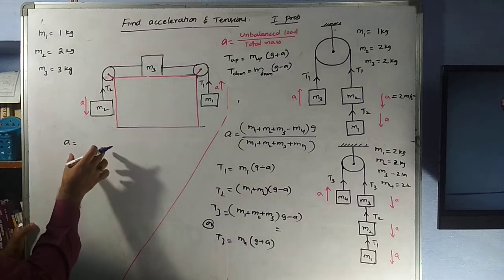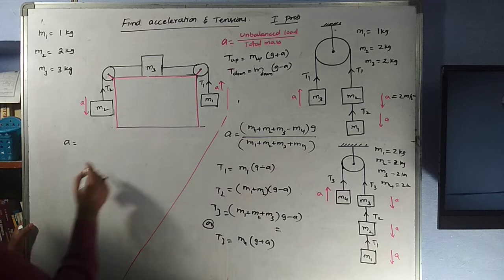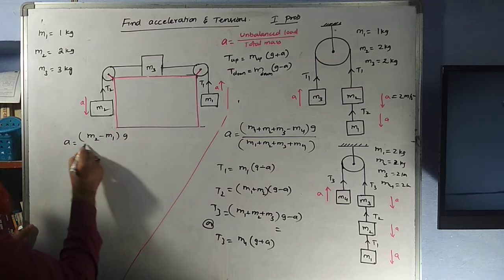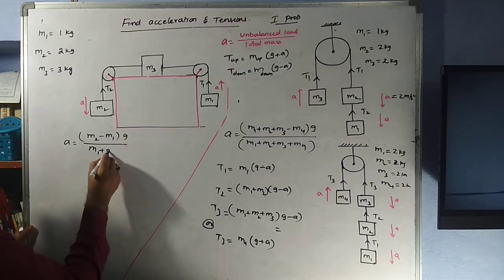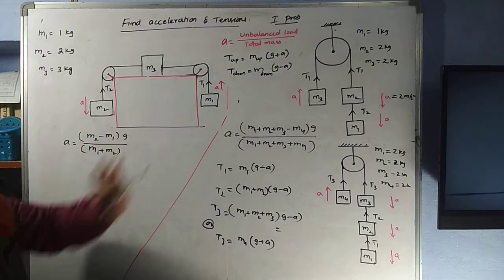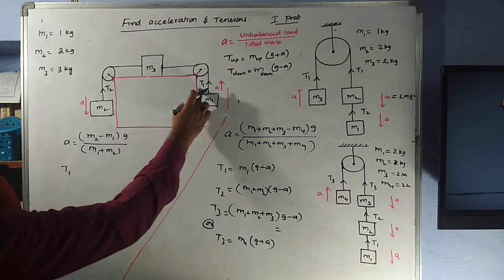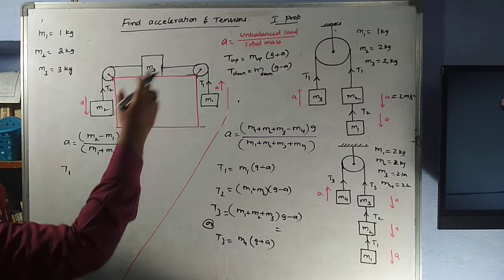The one which is moving towards the earth is considered to be positive. The one which is moving against the earth is taken as negative. So you can consider m2 minus m1 into g by total mass, that is m1 plus m2. It's a very simple method to find the answer. So you get the acceleration. Can't you find out the tension now? Tension T1 you can find out. As it is moving up, it is m into g plus a.